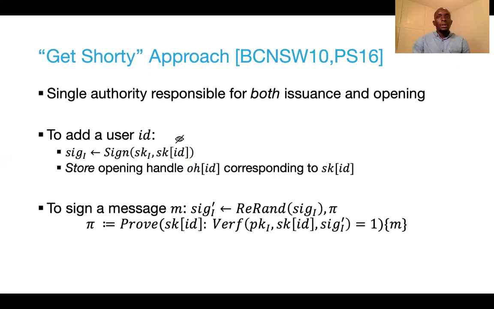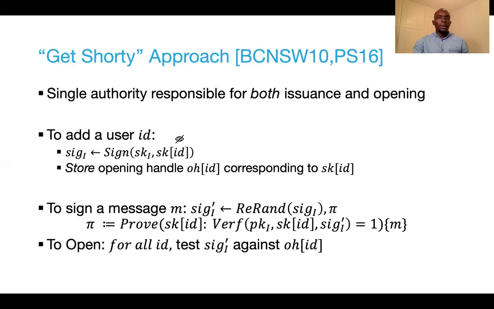To sign a message, the user simply re-randomizes her signature from the manager and proves that she knows the secret key for which it is a valid signature with respect to the manager's public key. She includes the message in the hash computation of the proof challenge. To verify the group signature, it suffices to verify the proof. To open a valid signature, the manager simply tests the re-randomized part of the group signature against the opening handle of each user, and then returns the identity of the first user that matches.